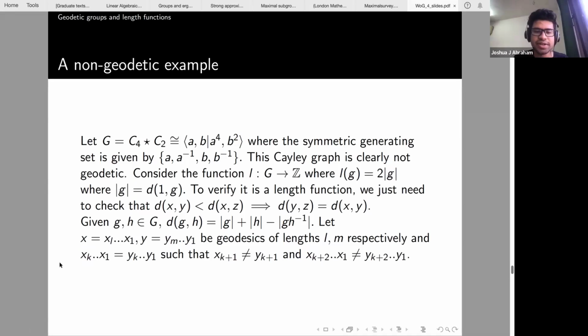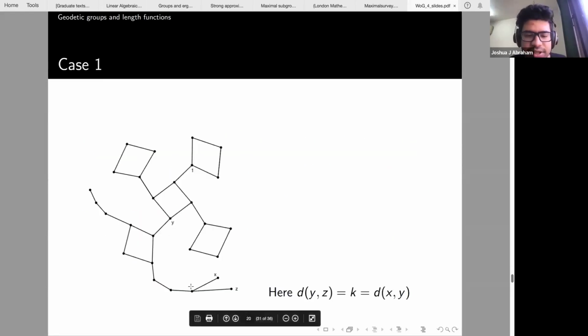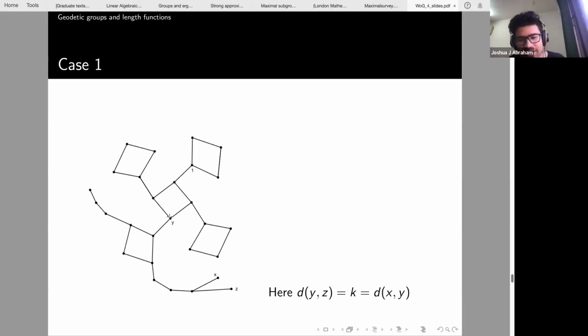So I'm just looking at 2 different geodesics. And essentially I'm going to assume this: d of x comma z is strictly greater than d of x comma y. This would ensure that there are only 3 configurations possible. One is y lies on the geodesics to x and z. So here d of y comma z is exactly the same as d of x comma y, and it's just k. Basically, they share k many letters in this case. They do not diverge really. So y is a part of the geodesic to x and to z. So it's just the whole of y.